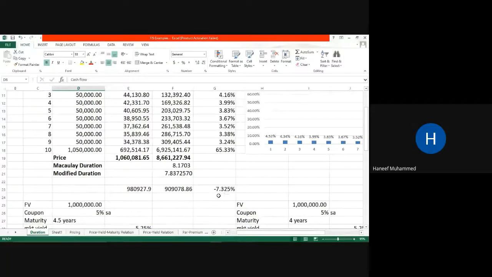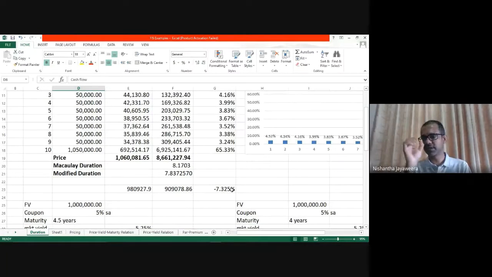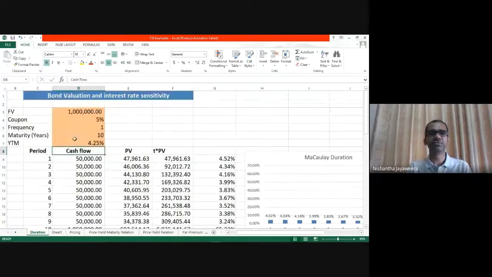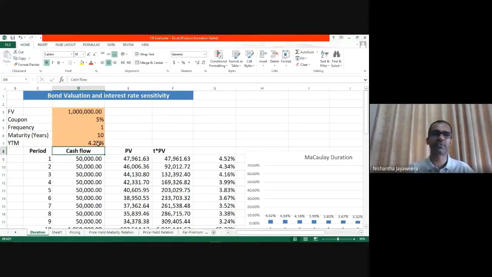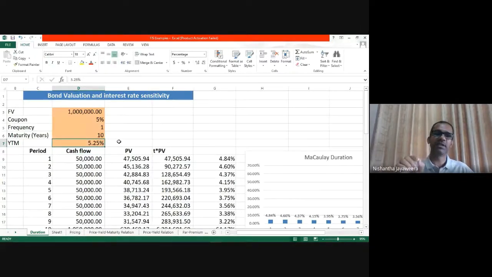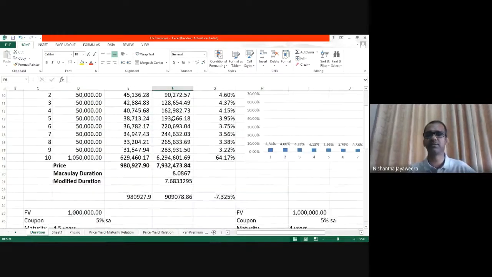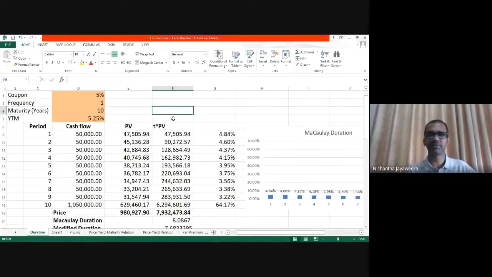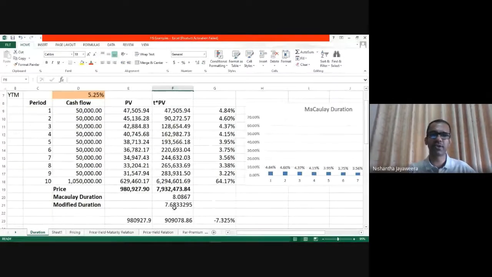But still, to make it very precise, we should not increase or decrease on a single side. The current yield is 5.25, so make it the middle point, increase 50 basis points and decrease 50 basis points. Take that difference. That will give you a much more precise answer. I'll explain the reason for that. First, let me finish how to calculate modified duration.